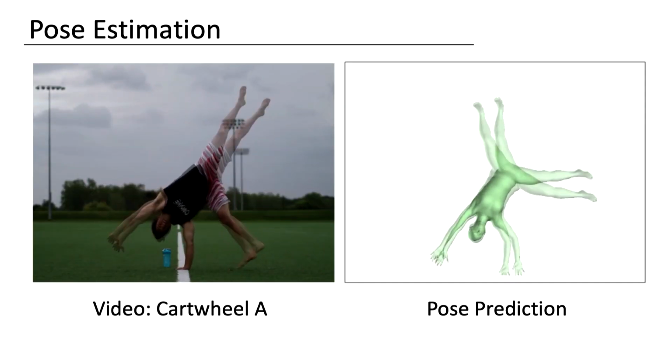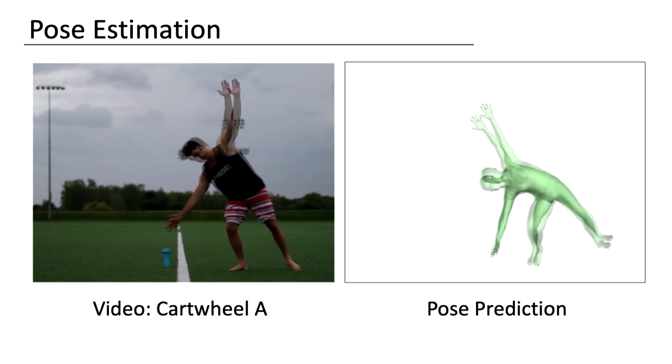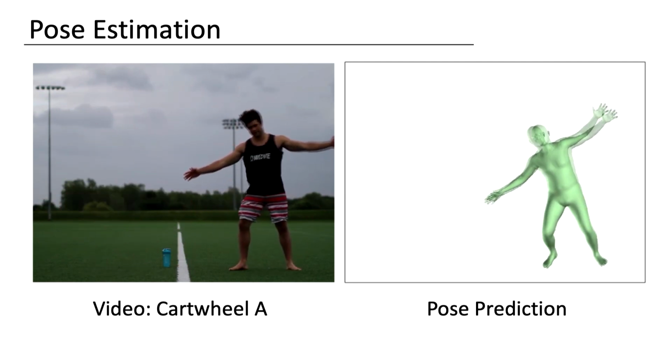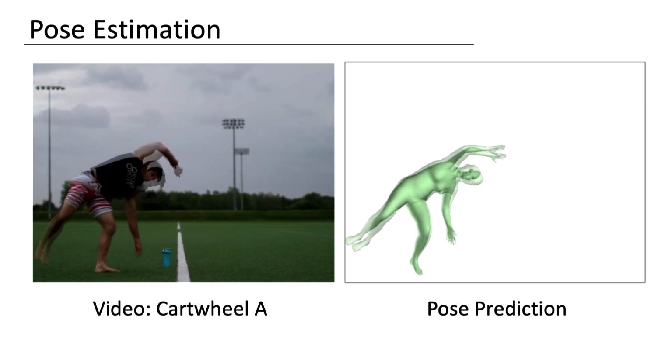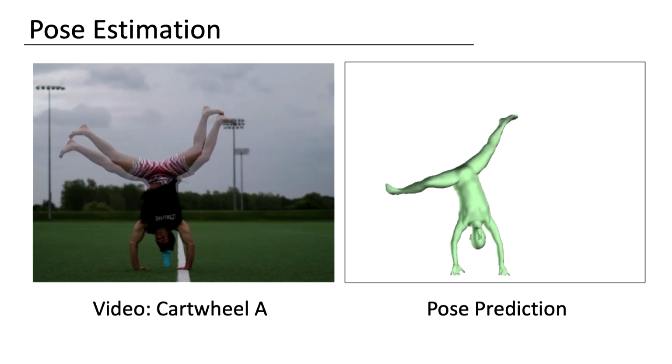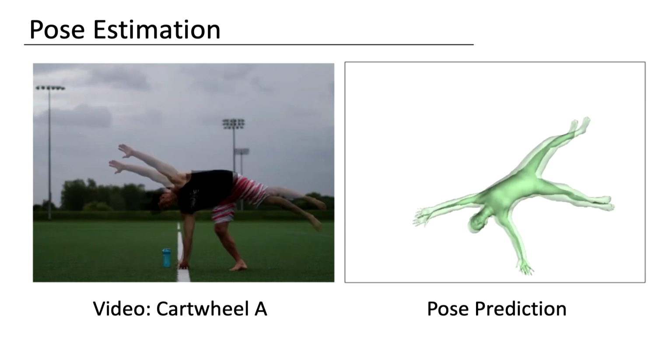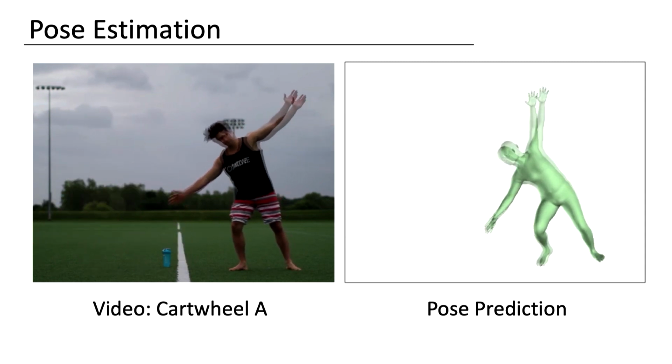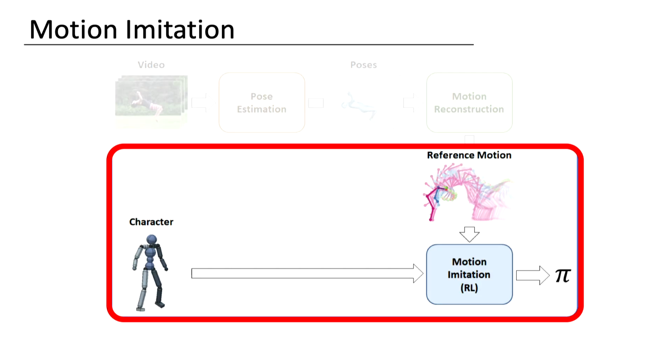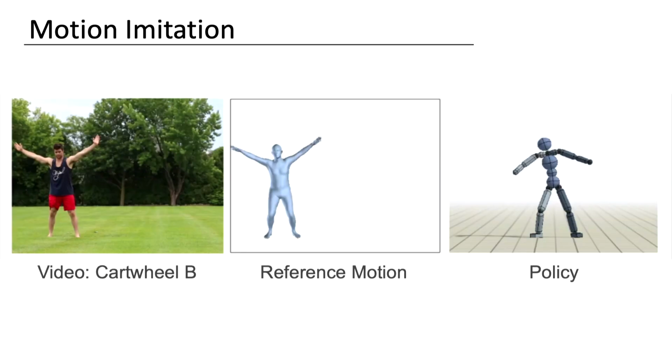And these vision techniques have improved drastically in recent years, and they can now do a pretty good job at recovering the pose, even just from a single monocular image. Okay, so that more or less takes care of the difficult part. Once we have the reference motion, we can then start training our policy.